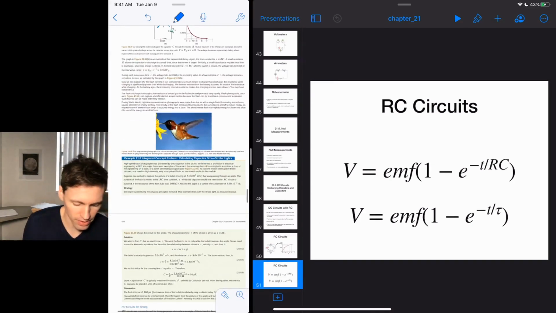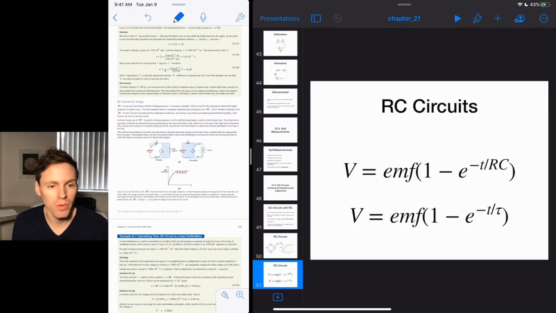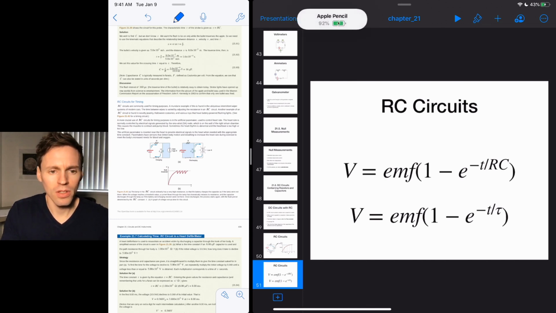So you're going to calculate the time constants of RC circuits. This is pretty simple, but once we get into AC circuits, it gets a little bit complicated.